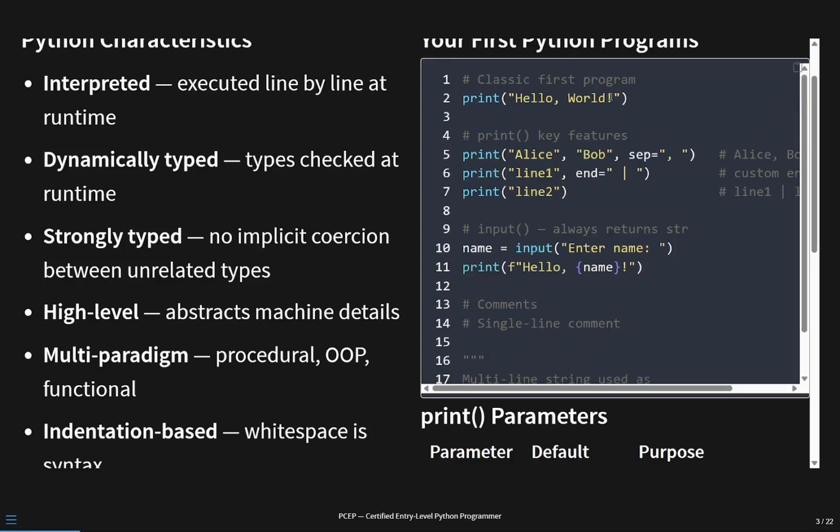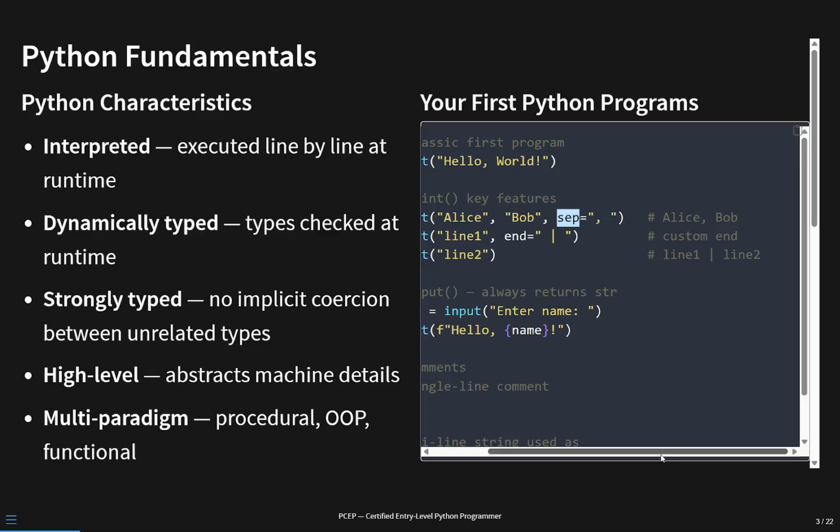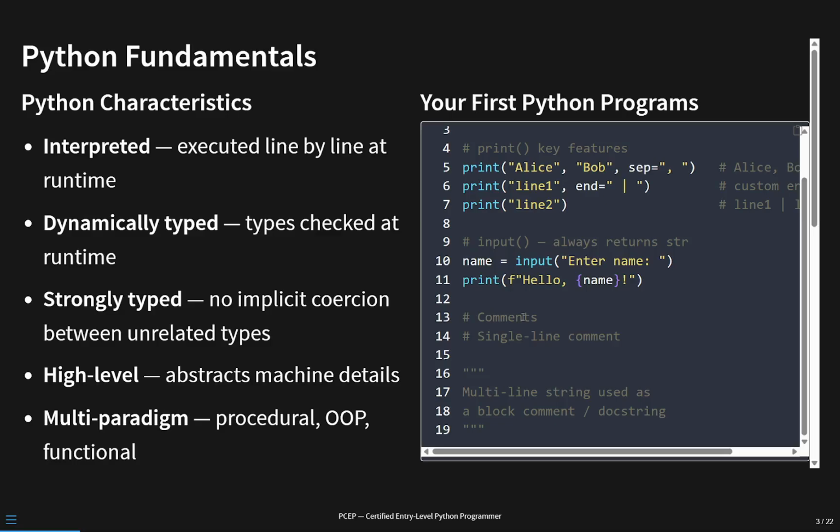The first program: print, Hello world. The print function has 4 key parameters worth memorizing. sep controls the separator between multiple arguments. It defaults to a single space. end controls what's printed after the last argument. It defaults to a newline character. file controls where output goes. It defaults to standard out. flush forces the output buffer to flush immediately. The exam tests all 4 of these, particularly sep and end.